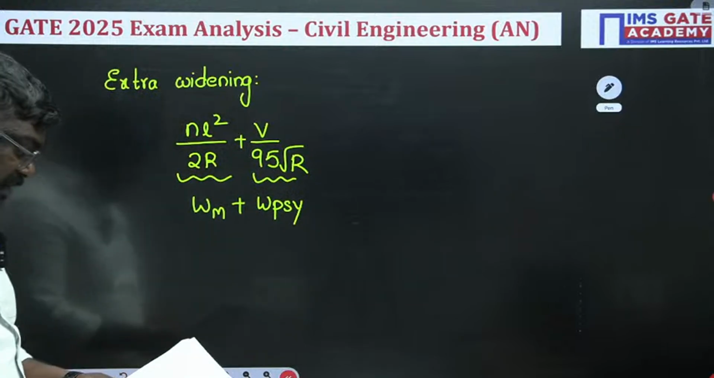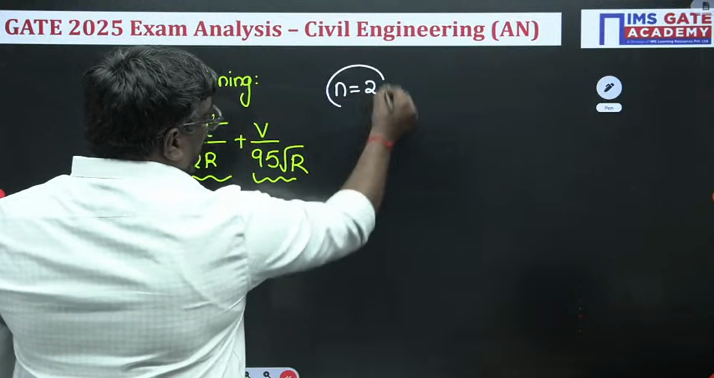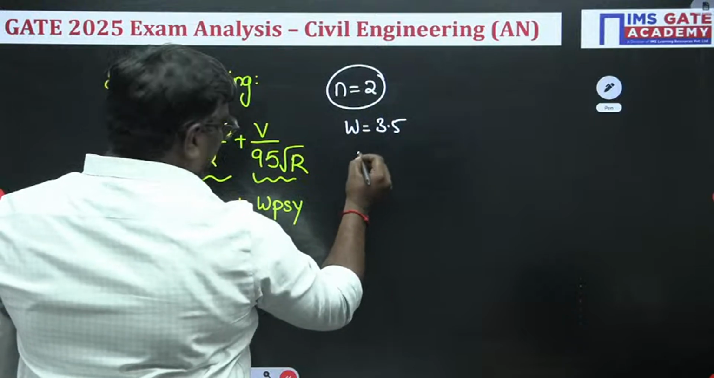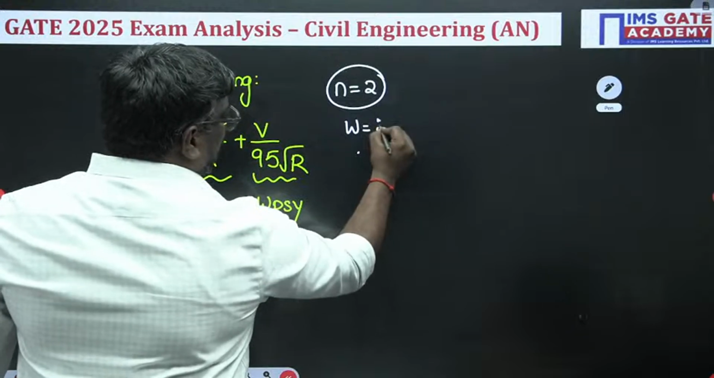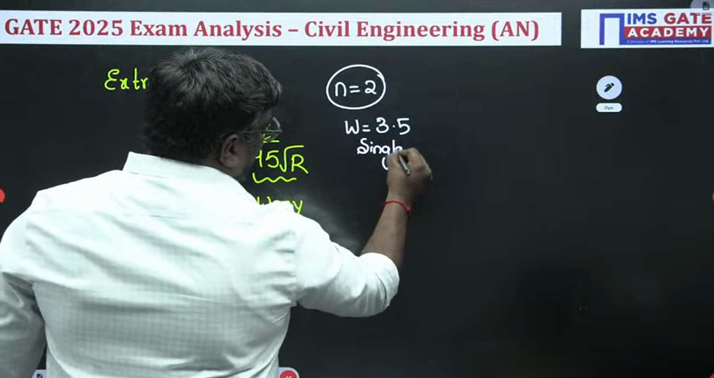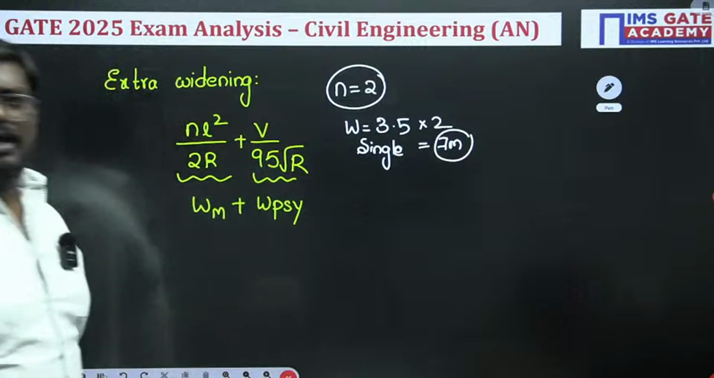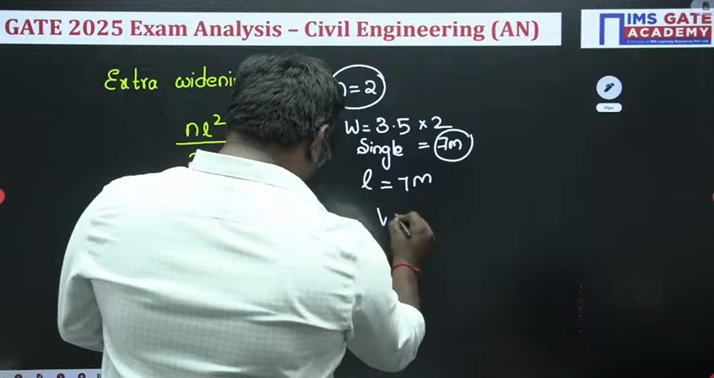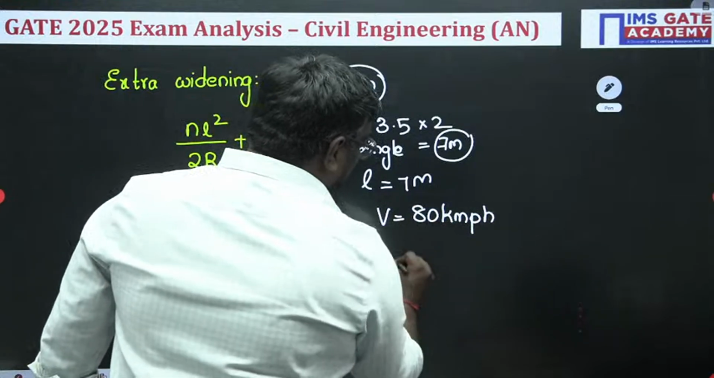Okay, they have given width of the road. Number of lanes is equal to 2. So width of one lane is how much? 3.5. n is equal to the number of lanes. So 2 lanes means length L is 7 meter. Velocity is given as 80 km per hour and radius is given as 300.